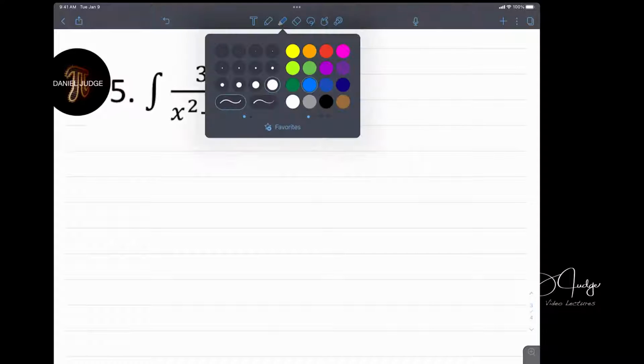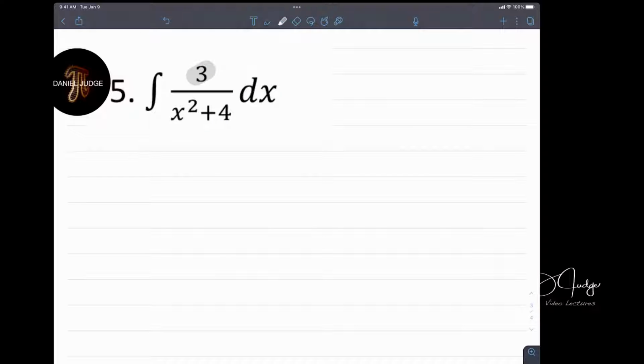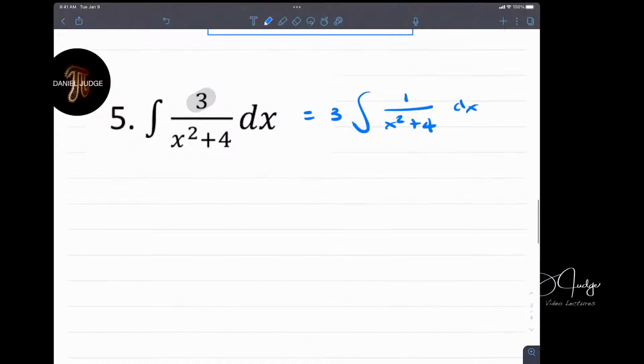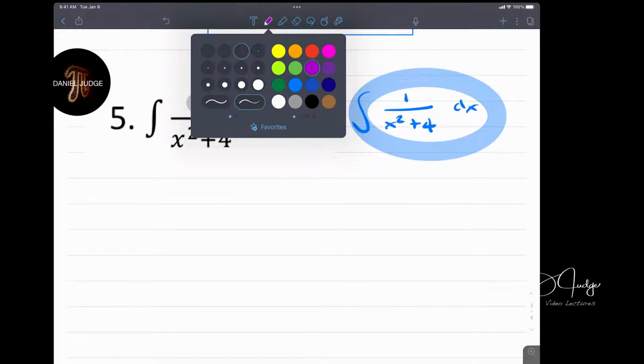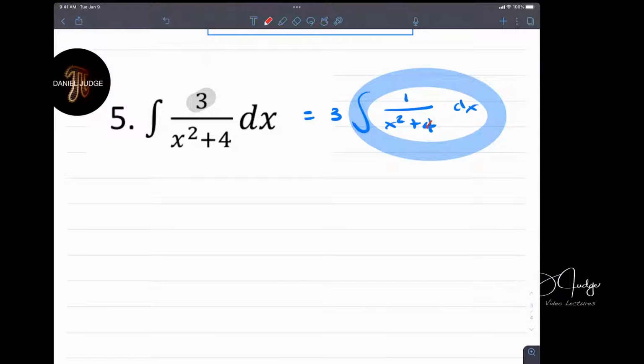So notice for number 5 again, you have a constant here, and you can pull out your constant. 3 times the integral of 1 over x squared plus 4 dx. So here we have to identify what formula we could use for number 5. 1 over x squared plus 4. Remember, that's going to be thought of here as 1 over x squared plus 2 squared, where a, remember, a is 2 here.